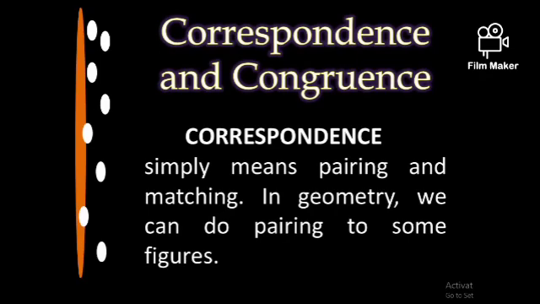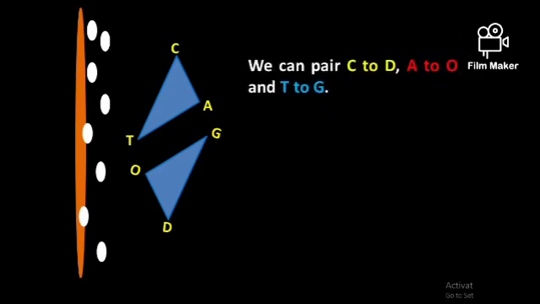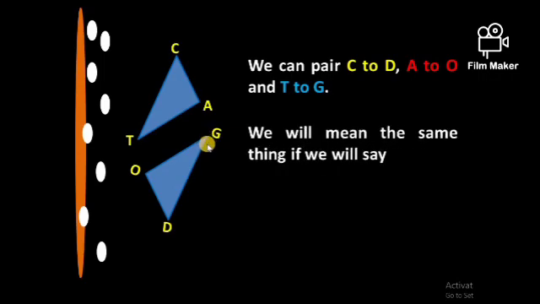Correspondence simply means pairing and matching. In geometry, we can do pairing to some figures. Let us consider triangle CAT and triangle DOG. We can pair C to D, A to O, and T to G. We will mean the same thing if we say C corresponds to D, or in symbol, we have this one, the symbol for correspondence.